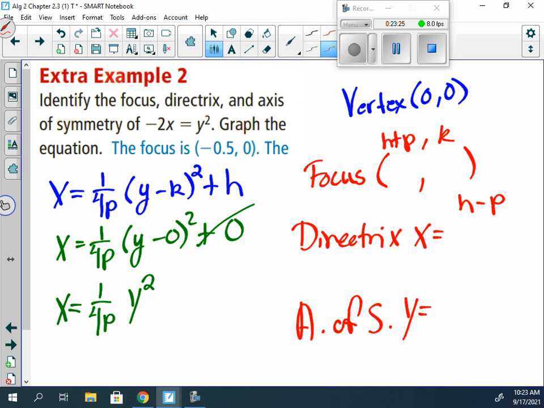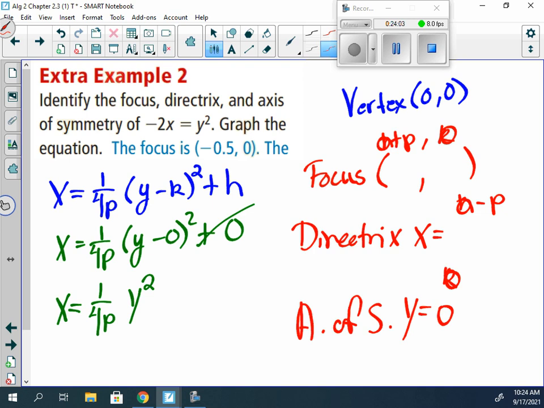So again, having these handy, and especially I would write them on your review sheet when you go to take the test, to have these out. Because it's very easy to switch these up if you're not paying attention to it. Now axis of symmetry is y is equal to k. Well, do I know what h is already? 0. k is 0. So that's the axis of symmetry, y is equal to 0. That one's done.